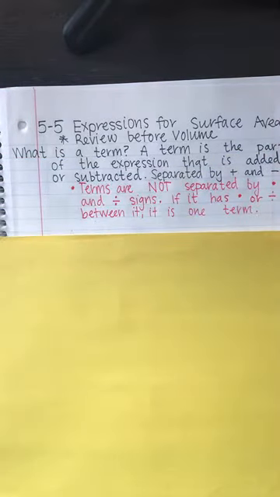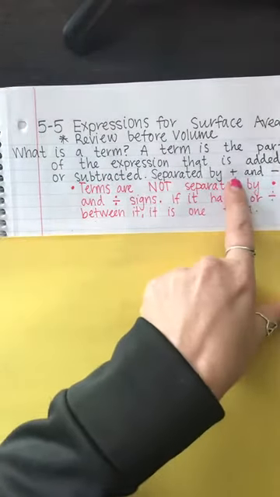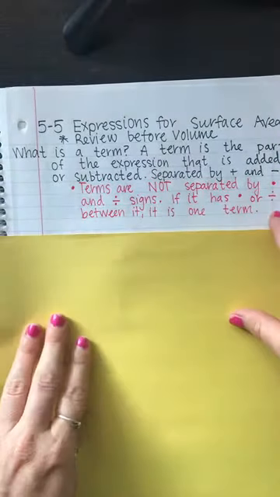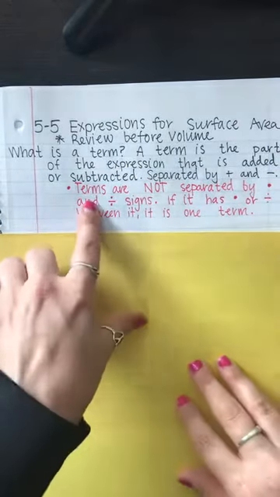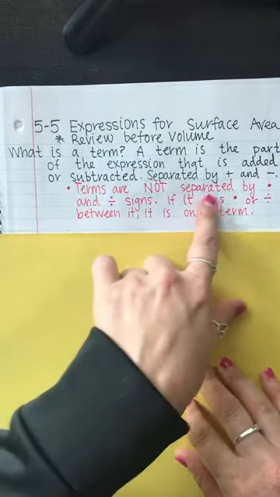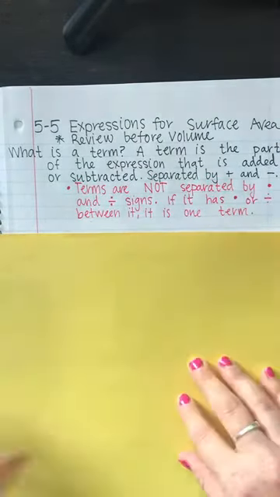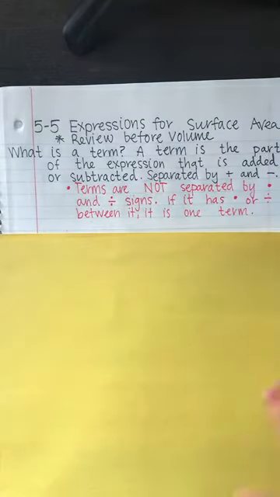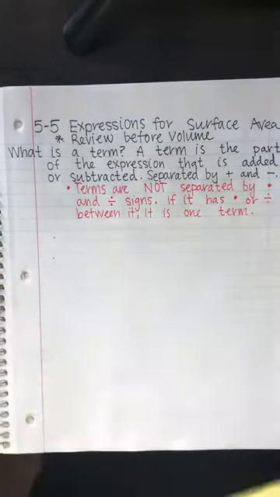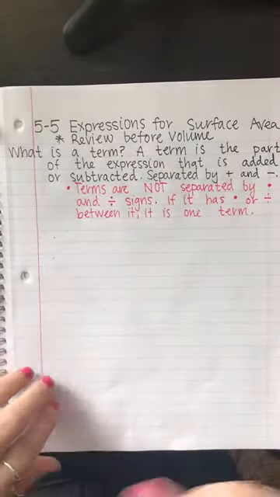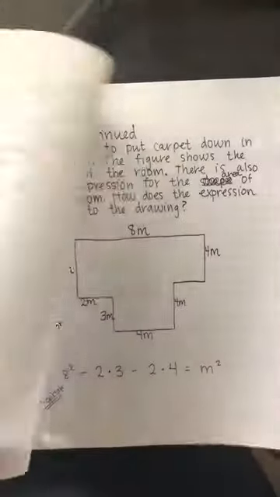A term is the part of the expression that is added or subtracted, and it's separated by plus and minus signs. Terms are not separated by multiplication and division signs. If it has a multiplication or division sign between it, it's one term. So we practiced this quite a bit, and if you remember, you did a great job on this. So I'll just do a couple of examples with you.